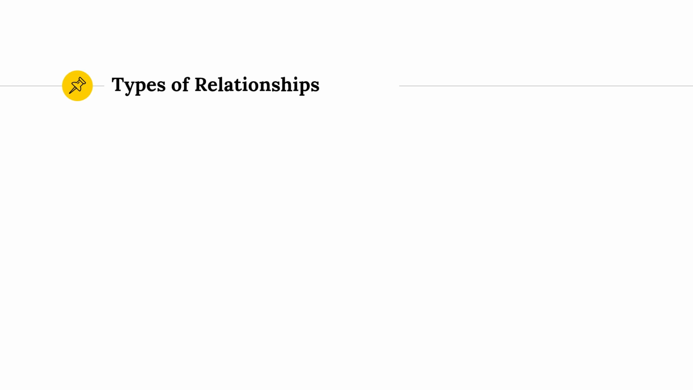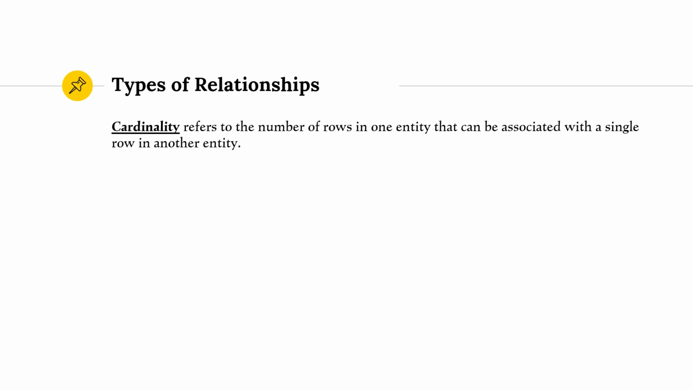Next, let's break down the different types of relationships and their corresponding notations in an ERD. Before we look at the relationship types, we should first understand what cardinality means. Cardinality refers to the number of rows in one entity that can be associated with each row in another entity. While this may feel a bit confusing at first, the concept is actually very simple.